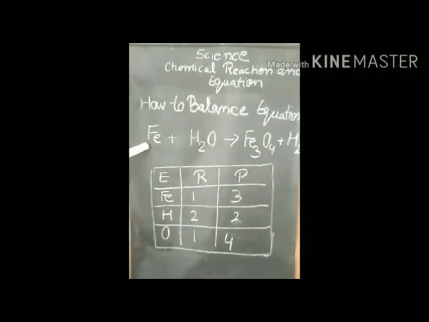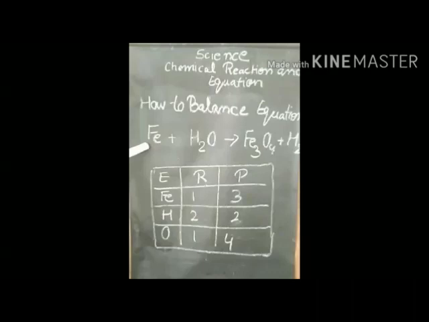Reactants and product, you can see three elements. Hydrogen: there are two in the reactant and two in the product, which means it is balanced. Oxygen: there is one on the reactant side, and on the product side there are 4 oxygen, so it is not balanced. Iron and oxygen both are not balanced, but you can see in this slide that hydrogen is balanced. Now we have to balance the chemical equation to form a valid chemical equation.